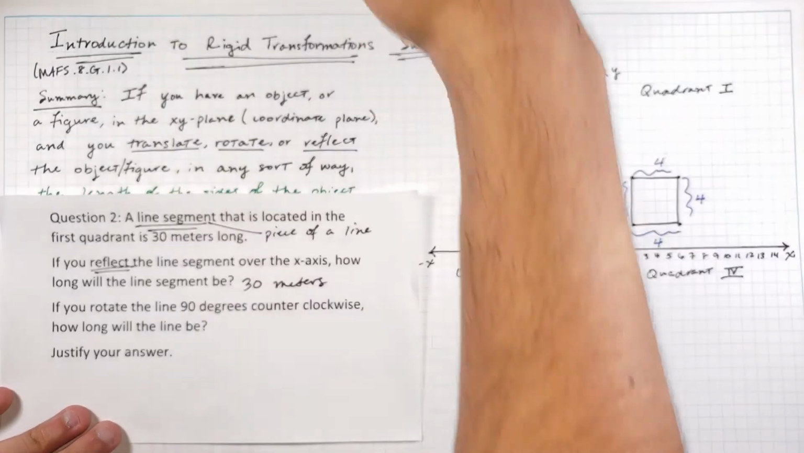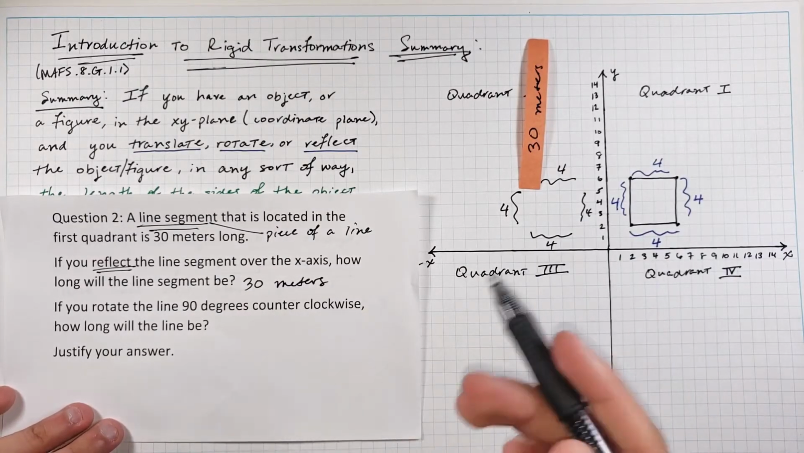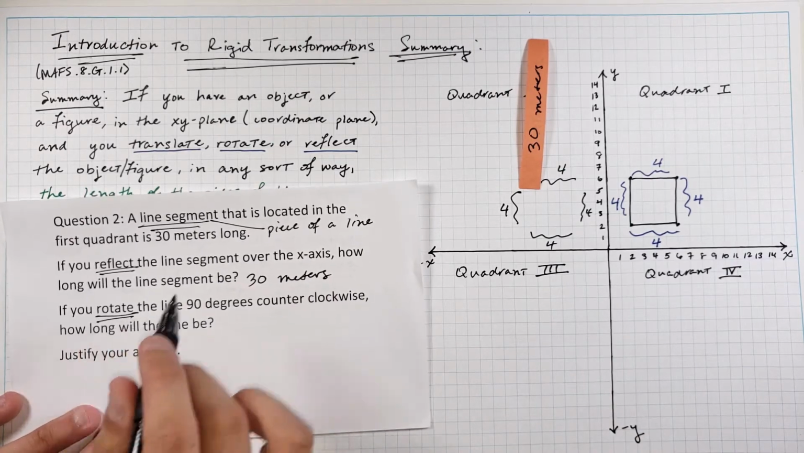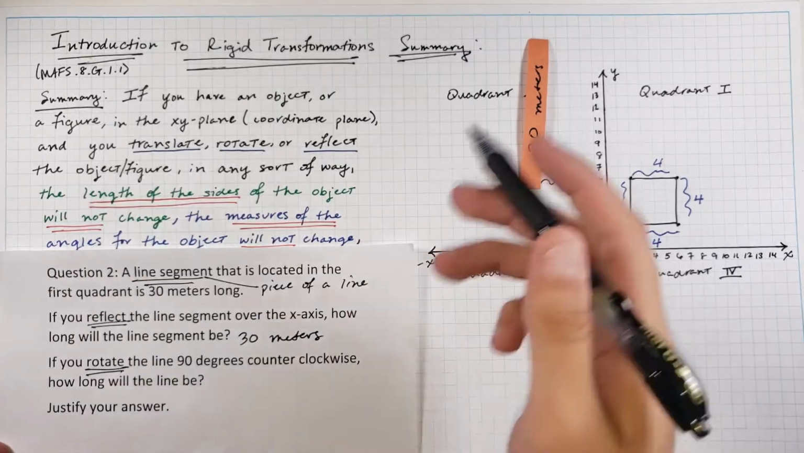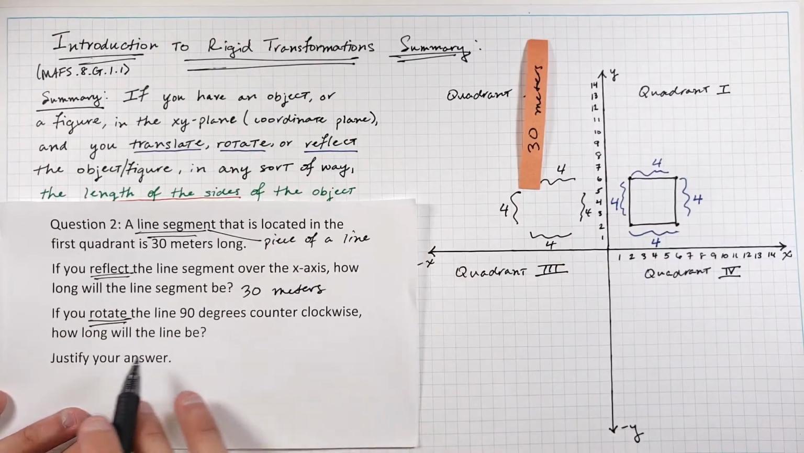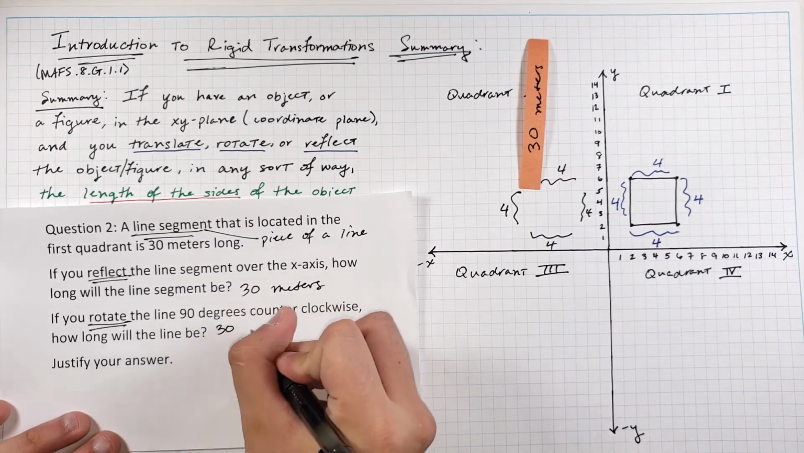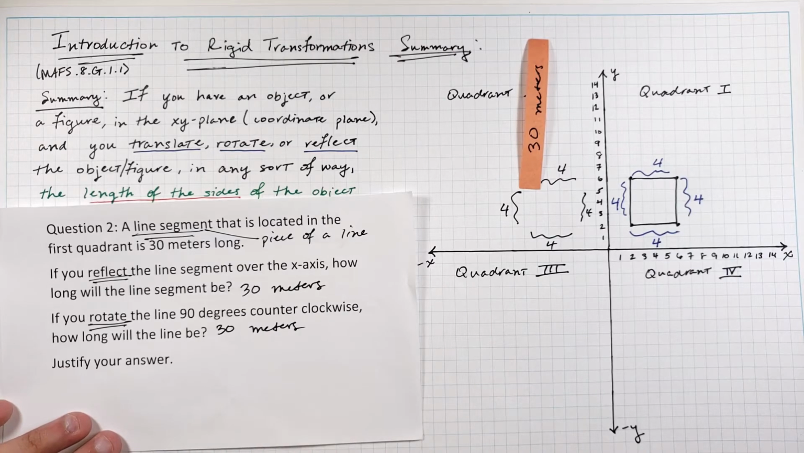Well, rotations don't change the length of the line. Even though we're rotating, we know rotations don't change the length of the sides. In this case, it's the length of the line. So how long will the line be? Well, the line's going to stay 30 meters. Justify your answer.